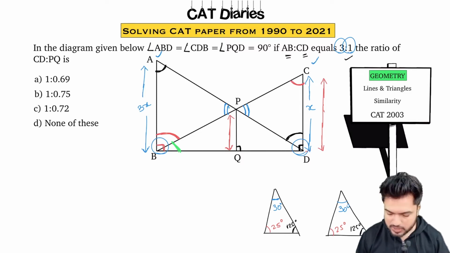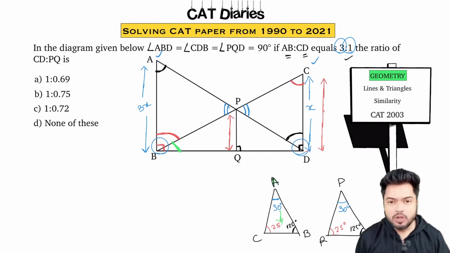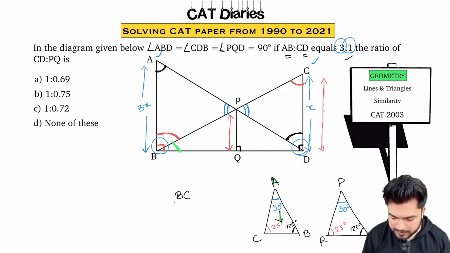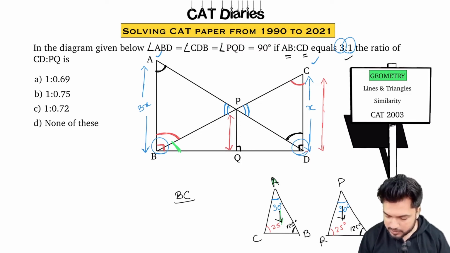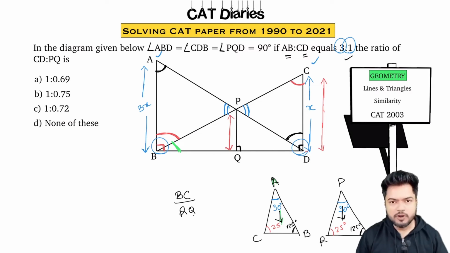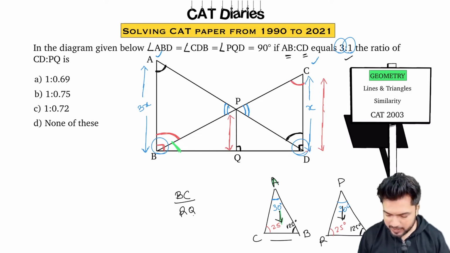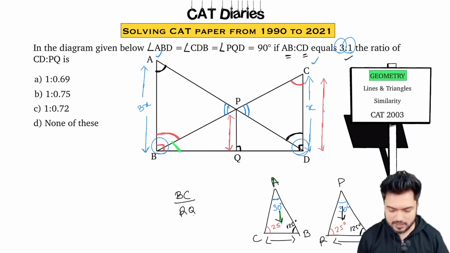Just see the side opposite to 30 here. So if I say this is triangle ABC, and if I say this is triangle PQR, all that you have to see here is the side opposite to 30 is what? CB. So you can write here BC upon the side opposite to 30, which is what? RQ. So you know that the side opposite to 30 got magnified in the same way. The magnification number or the ratio has to be the same. Right? So you will write here BC upon QR.